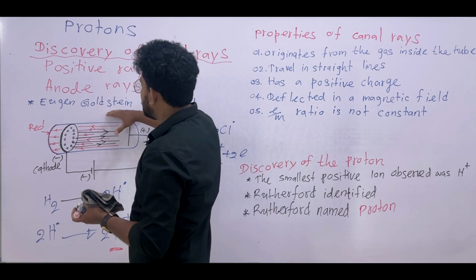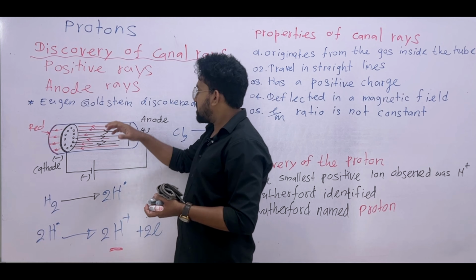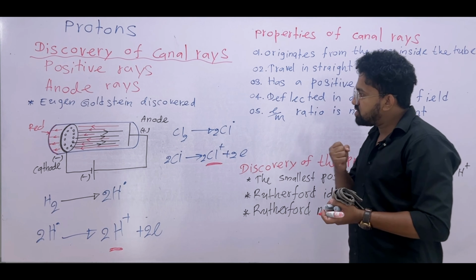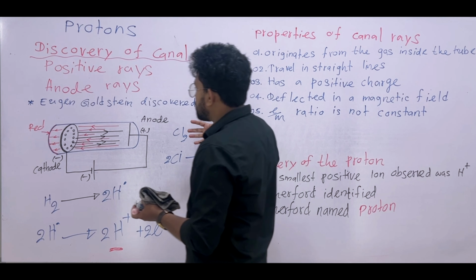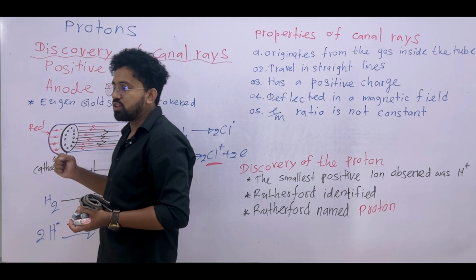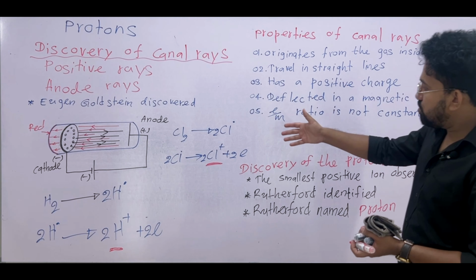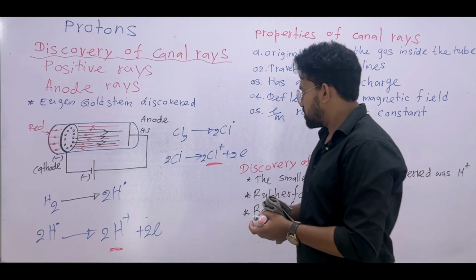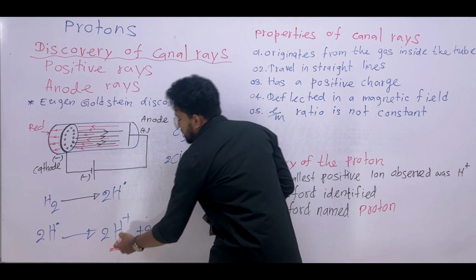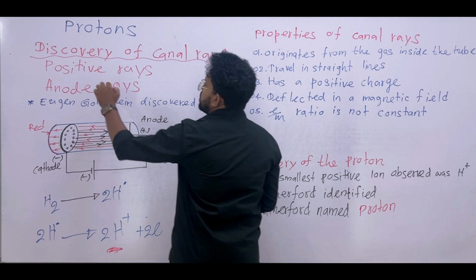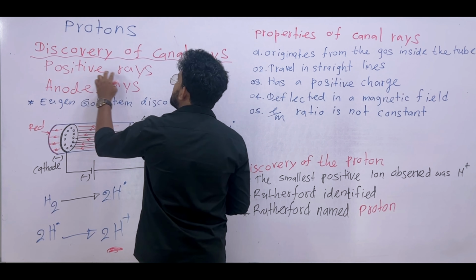Since Goldstein used a perforated cathode, which means a cathode with holes, those canal rays go through the holes of the cathode. So that is what happens, and this is how the canal rays are produced. Since these canal rays are positively charged, they are also called positive rays.